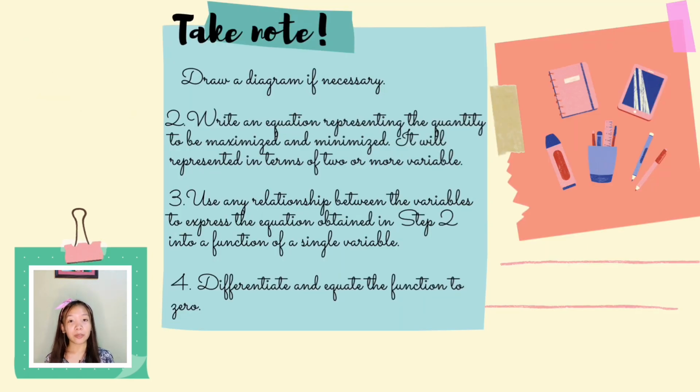So now that we're down to our last topic, which is the minima and maxima problem, there are steps that we should keep in mind. First is we draw a diagram if necessary. Second is we can write an equation representing the quantity to be maximized and minimized. We can use 2 or more variables to represent it. And number 3 is that we use any relationship between the variables to express the equation obtained in step 2 into a function of a single variable. And lastly, we differentiate it and equate it to 0.